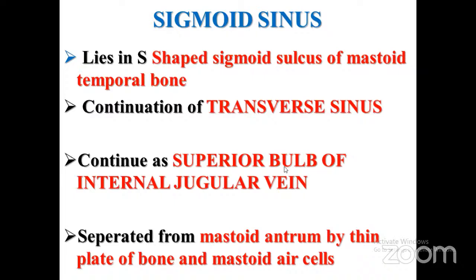Why? Because the sigmoid sinus doesn't have a muscle layer there. So we have to use compression and some gel foam to control the bleeding. So basically, the surgeon should be aware of this variation. Sometimes the mastoid antrum will have a very thin plate by which it is separated from the sigmoid sinus. It will lead to bleeding.